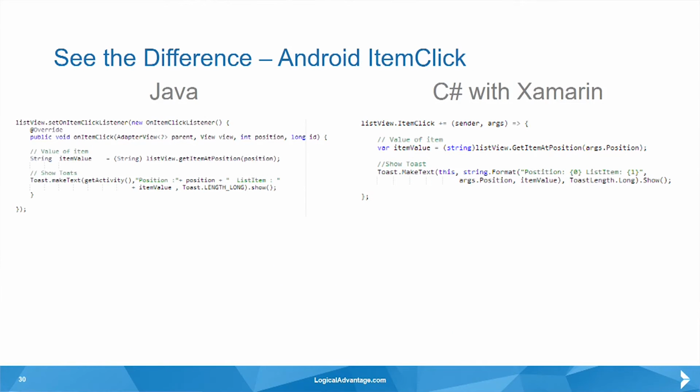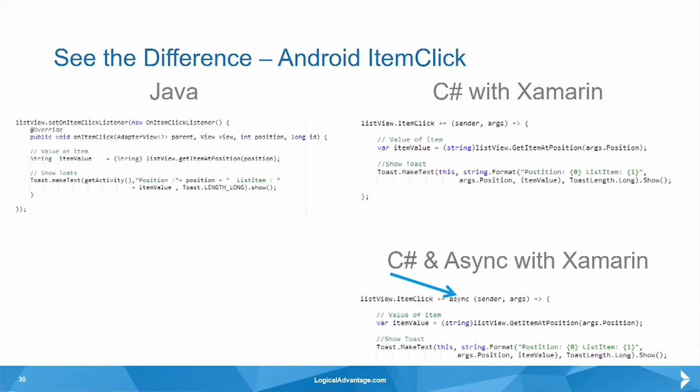Here's an example between Java and C#. You can see how easy it is to do plus equals for your event. You don't have to declare on item click listener and then on item click. Just plus equals and write what you're trying to do. And you can take this and make it even better with async and await. So now it's asynchronous instead of synchronous. So it's pretty cool. So let's go into how Xamarin works.